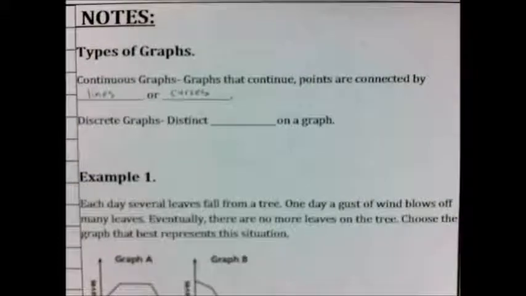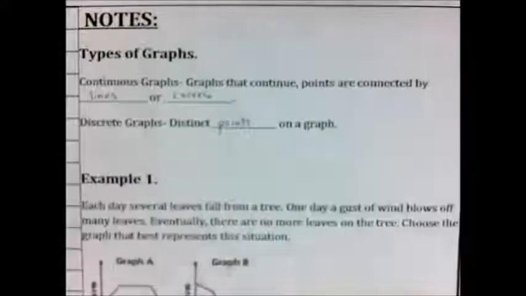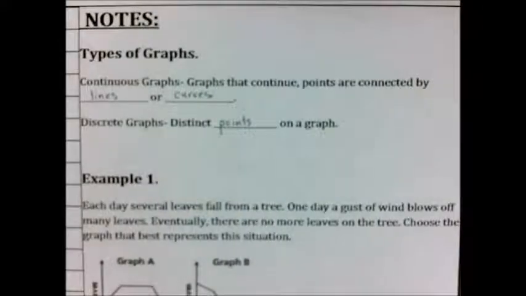Now the other type of graphs are called discrete graphs, and those are distinct points on a graph. Those are kind of like your dot graphs, where there's no lines connecting anything. There's just a bunch of dots on a graph, and they're not connected in any way.